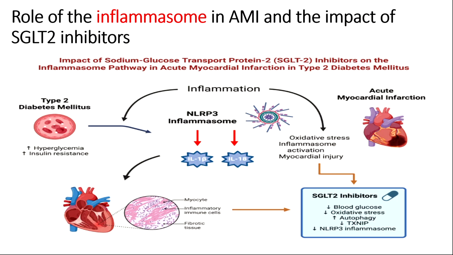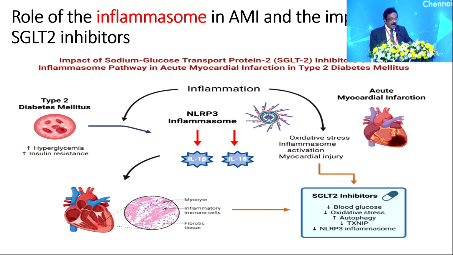And SGLT2 inhibitors preferably inhibit this NLRP3, and thereby the production of interleukins and TNF is much reduced, which produces the beneficial effect of cardiac remodeling when the patient has had an acute myocardial infarction. So if patients on SGLT2 inhibitors sustain an acute myocardial infarction, the survival rate is very good, because the SGLT2 inhibitor inhibits NLRP3, and thereby the cytokine release is much reduced. So this is one of the important pathways that takes care of reducing the inflammation in the myocardium.